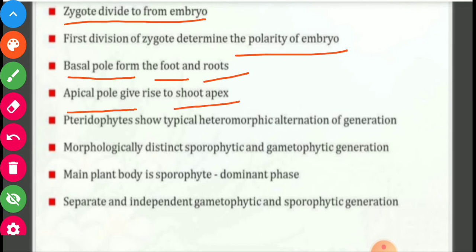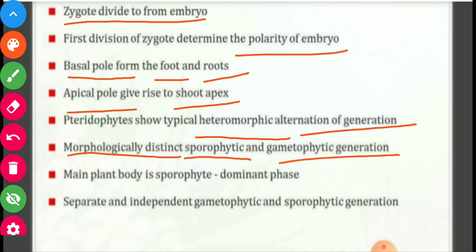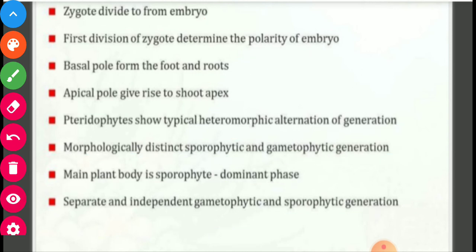Pteridophytes show a typical heteromorphic alternation of generations. It means gametophyte and sporophyte generations alternately come in their life cycle. There are morphologically distinct sporophytic and gametophytic generations. The main plant body is the sporophyte, which is dominant, and there are separate and independent gametophytic and sporophytic generations.